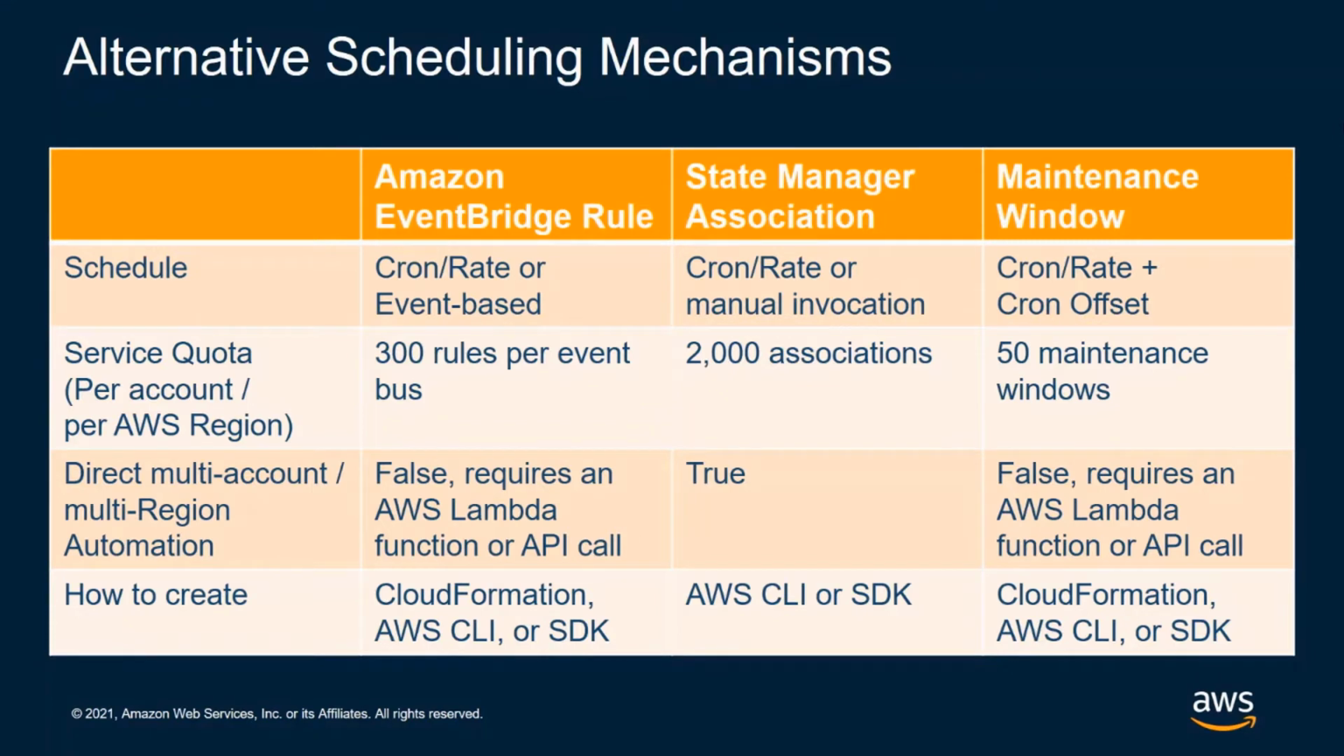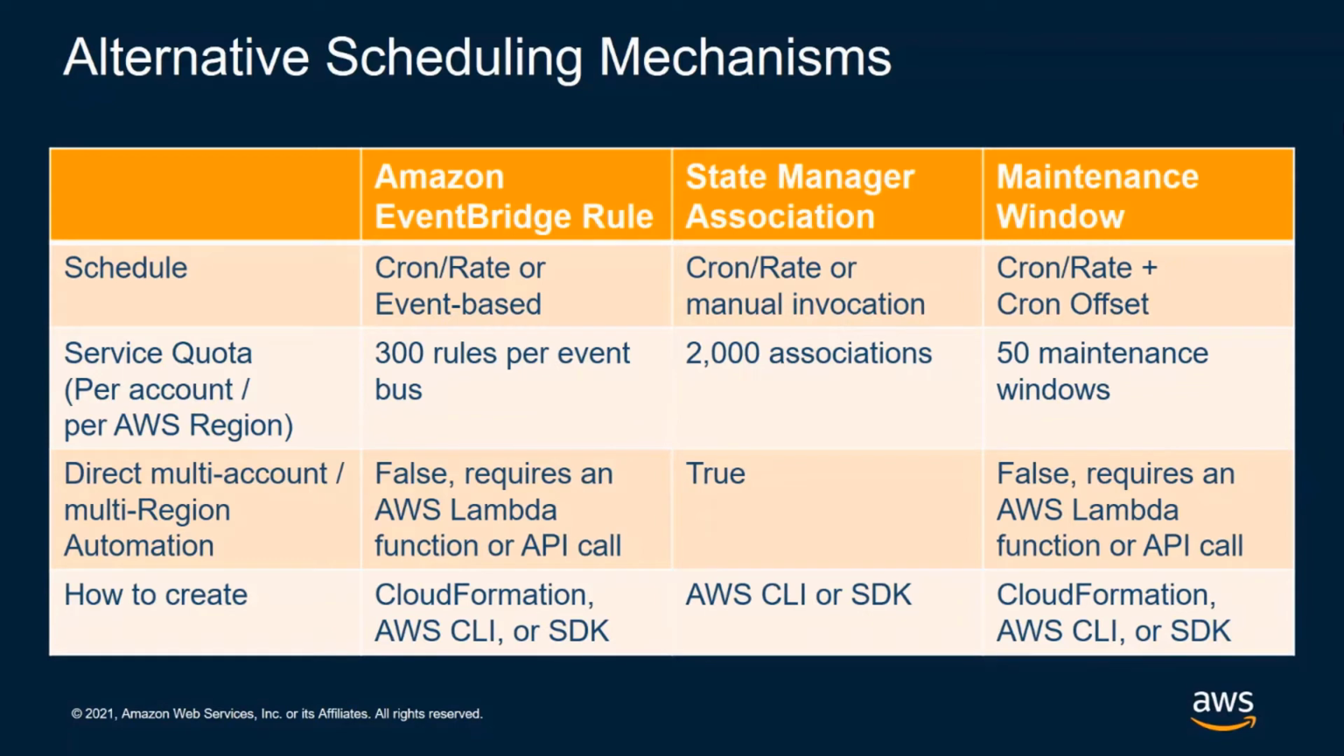The last scheduling mechanism is going to be maintenance windows. And the primary benefit of using maintenance windows is that you can specify a cron offset value. This value is a number of days to wait for the maintenance window to run after that specified cron expression of date time. In a given AWS account and region, you can create 50 maintenance windows.